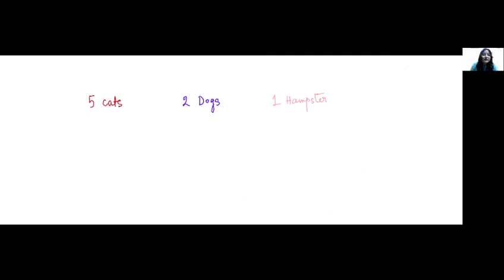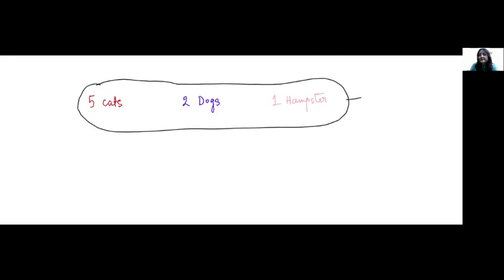So together, what do they make? Together, these are your pets. So the whole here means the group of animals, or the pets that you have. You see, it's not a single object. There are 5 cats, 2 dogs, 1 hamster. So all together they make a whole of pets.